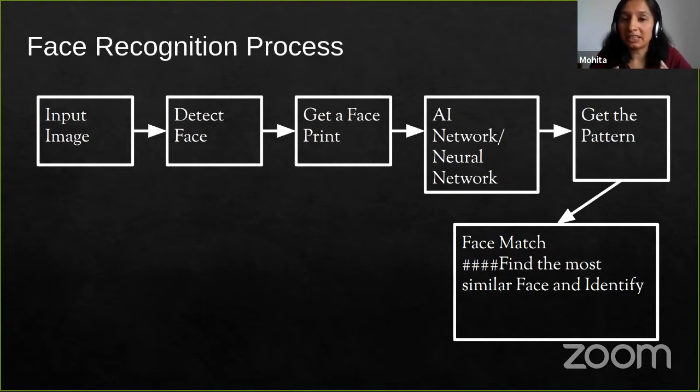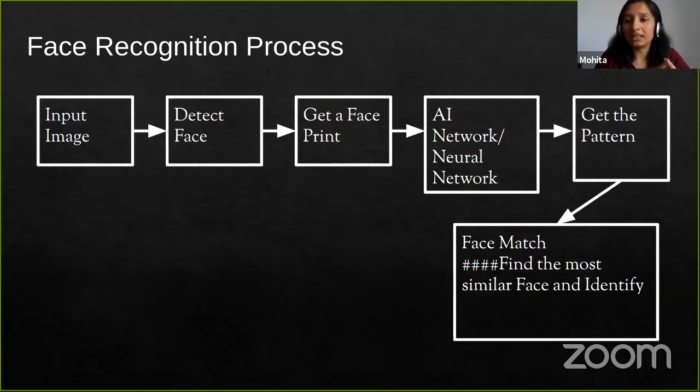Once we have got this face print, we will feed this print to this network, and this network will create a pattern by looking at all these features, and by whatever it has learned through all those samples of similar and dissimilar faces. We will use this pattern to do a face match, where it will try to identify the most similar face to that pattern and give us the recognition.